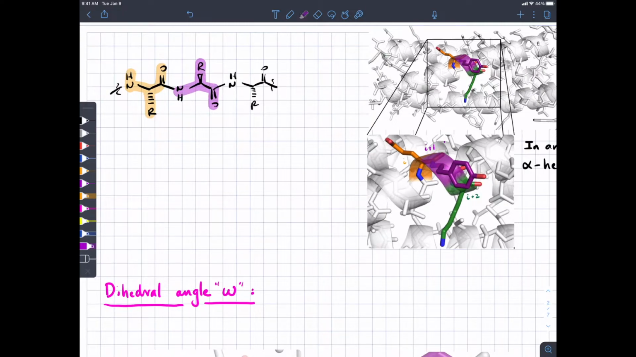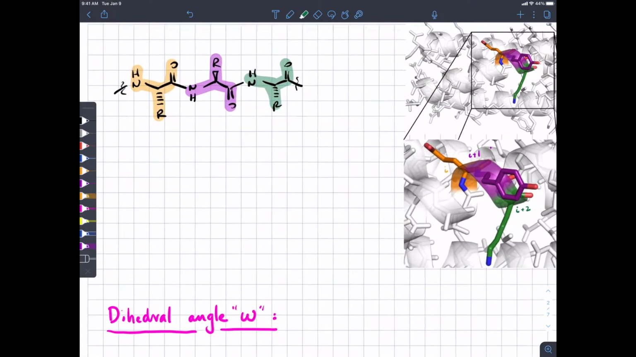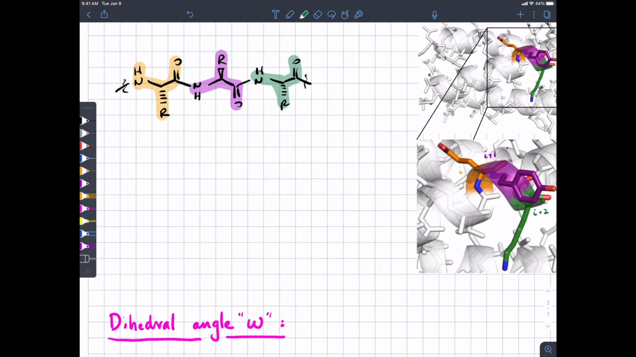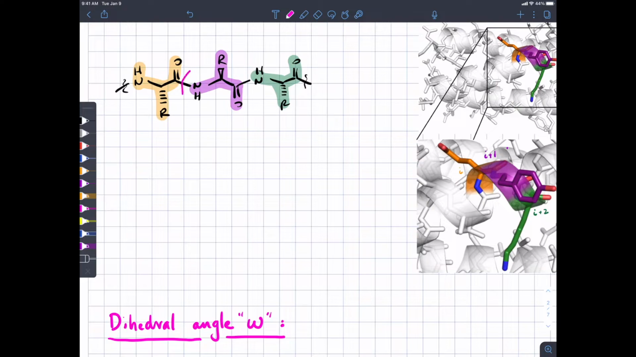I know that drawing in color is taking up time, but actually I think it makes it easier to see. So we're going to stick with that. And we're going to focus in on the dihedral angles for this central amino acid. Rotation around this bond is going to be omega. Rotation around this bond is going to be phi. That's the dihedral angle. And rotation around this bond is going to be psi. Okay.